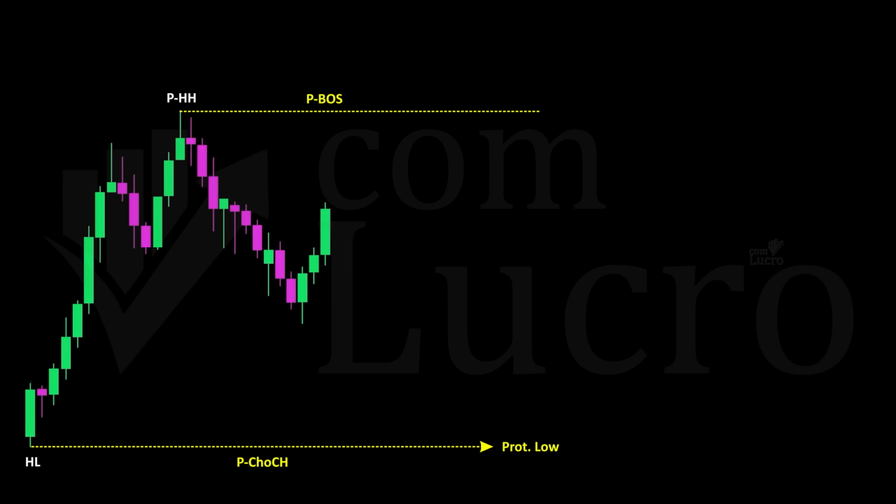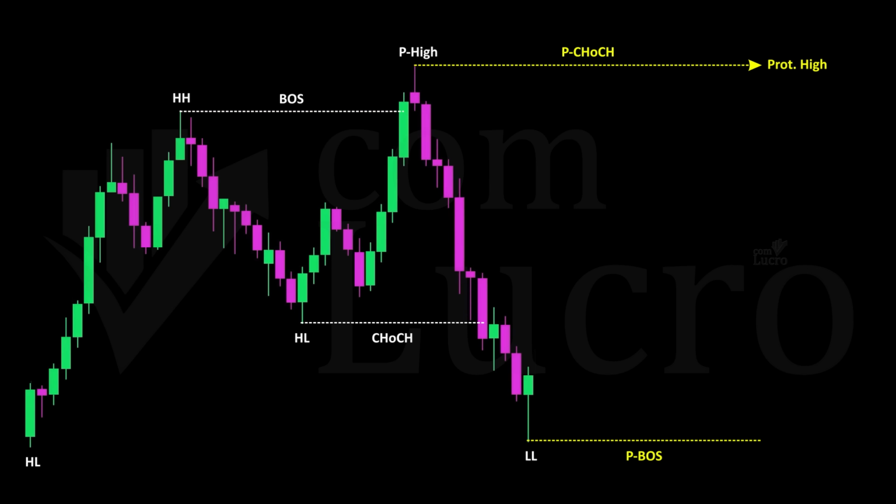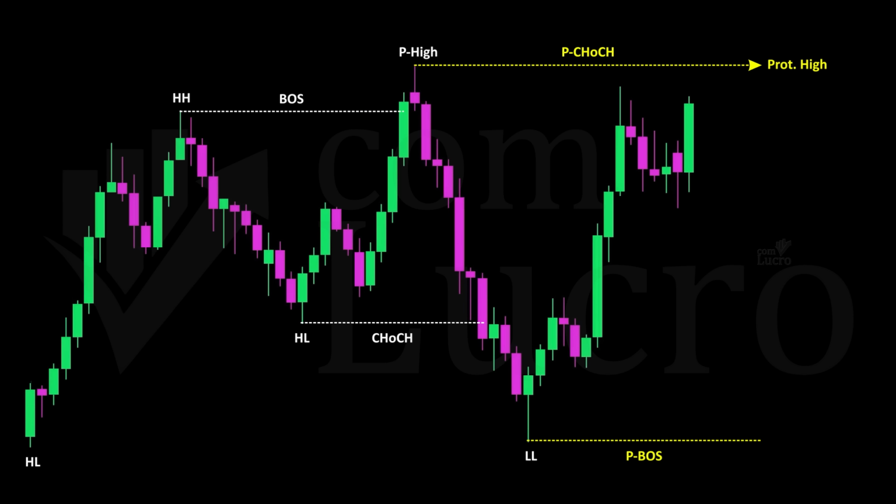Price prints a strong bullish momentum candle but fails to continue higher. Then, it creates a change of character suggesting a move lower, yet price still fails to continue downward. These are classic signs of an unstable and highly choppy market environment.